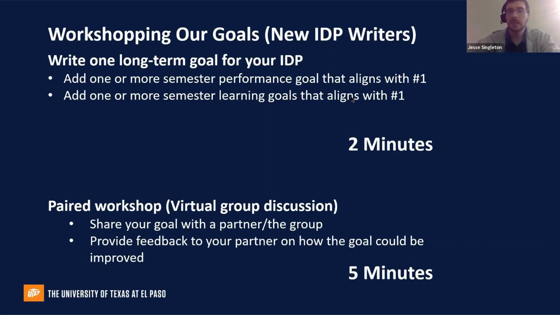So if you are new and you've not written an IDP before, you'll take 2 minutes and write a long-term goal for your IDP. And then you want to add a semester performance goal that aligns with it, and then a learning goal that aligns with that. So think about what your career goal is, what's your after action, and then what's a semester performance and learning goal that contributes to that. About 2 minutes for that section. And then we'll come back and have a group conversation and workshop that and see how good we did, and get some feedback for folks.